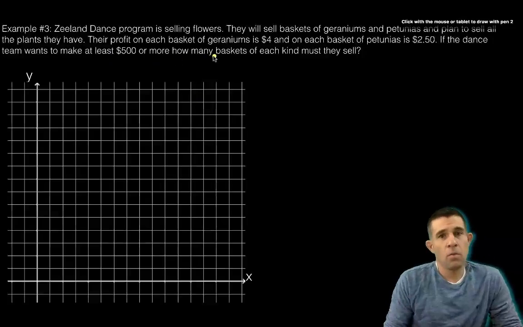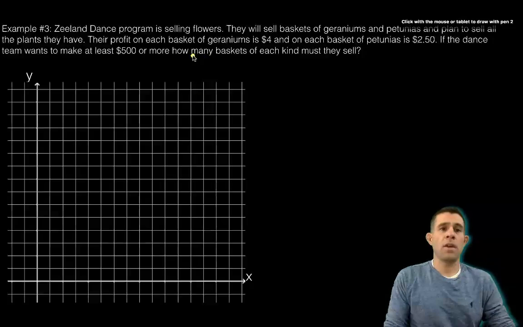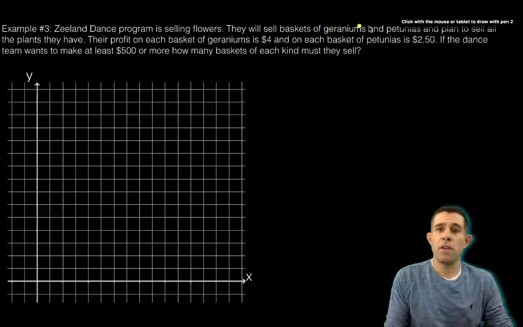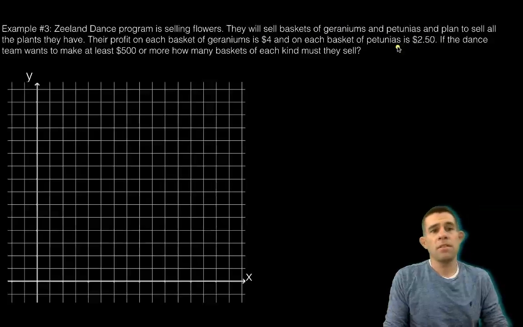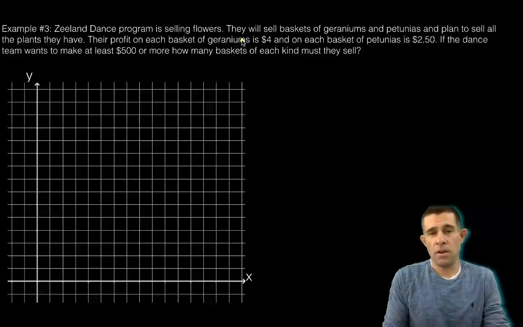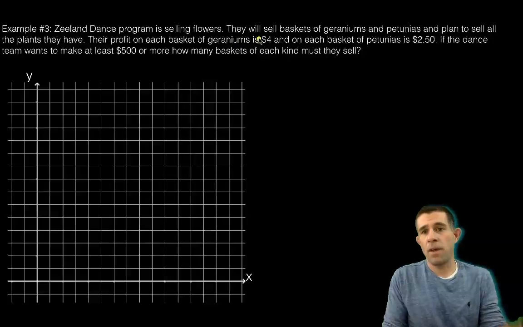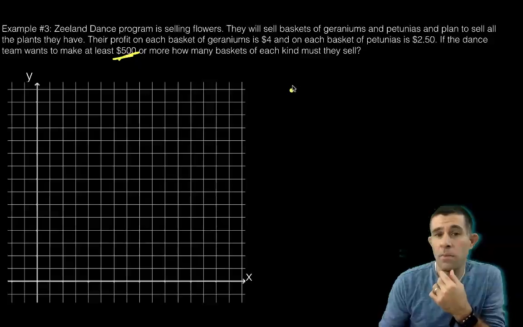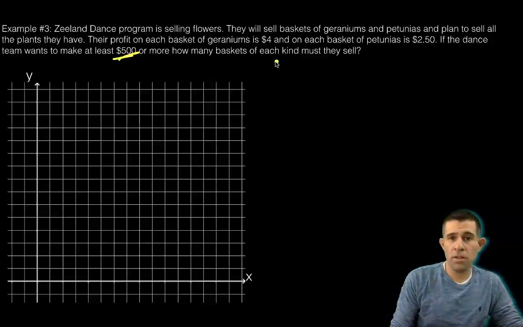All right, let's take a look at one more example here. We have the Zealand dance program that's selling flowers. They're selling baskets of geraniums and petunias and plan to sell all the plants they have. Their profit on each basket of geraniums is $4, and on each basket of petunias is $2.50. So if the dance team wants to make at least 500 or more, how many baskets of each must they sell? So we're going to set up some variables here.